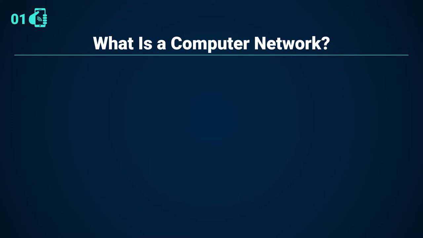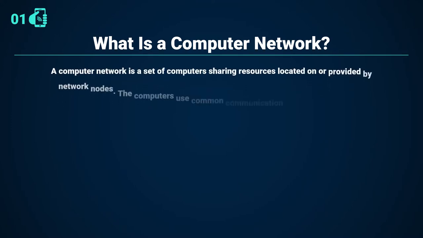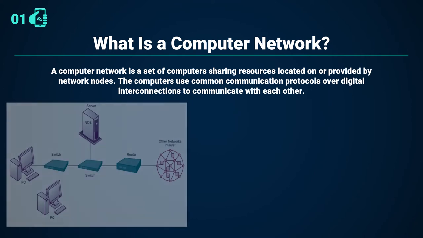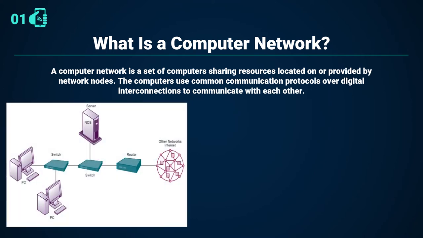So what is a computer network? If you had to connect the computers of two or more employees in the same office, you would need a computer network. In its simplest form, a network consists of two or more connected computers. A computer network is a set of computers sharing resources located on or provided by network nodes. The computers use common communication protocols over digital interconnections to communicate with each other. Each computer on the network contains a network interface device to link the computer to the network.